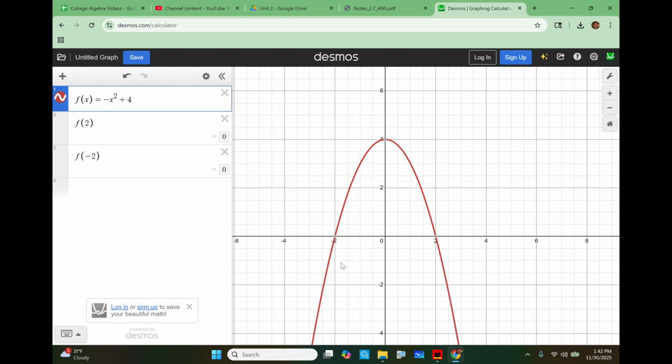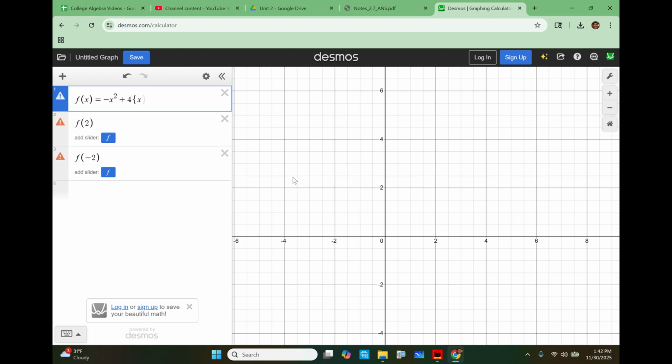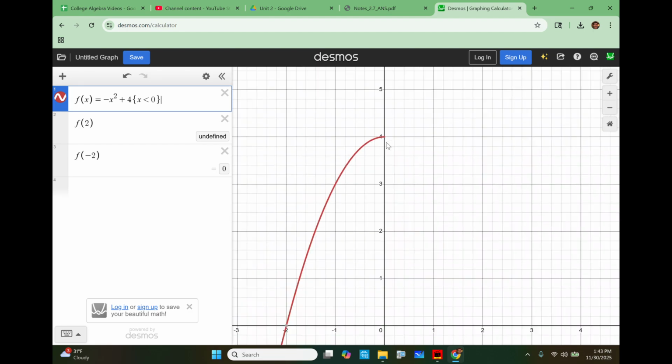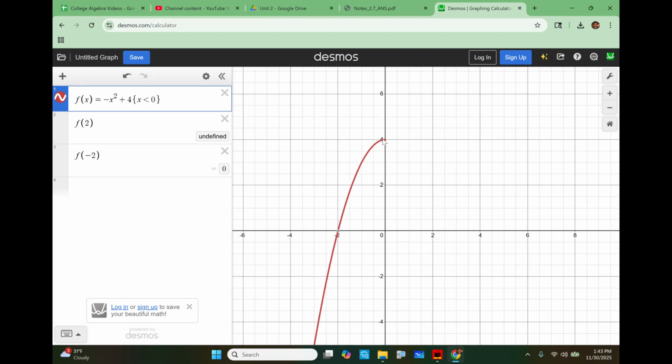So I have this graph here. Okay, so what if I didn't want the whole thing? What if I just wanted it on the interval x less than 0? And I use these little squiggly brackets here. So that's just this piece here. And then Desmos doesn't show it, but I should have an open circle right there. So I just want this piece here.